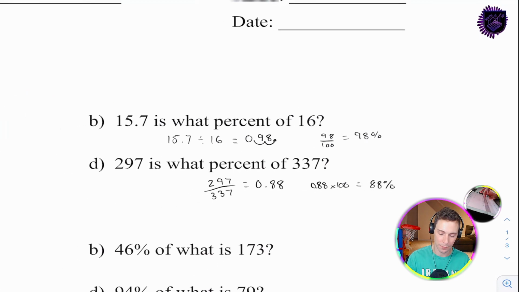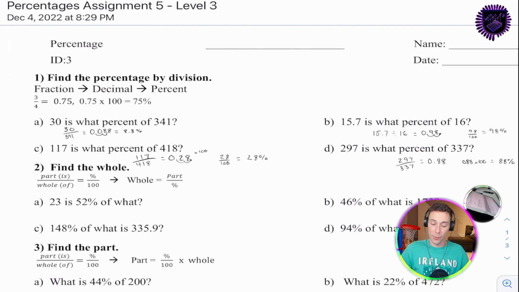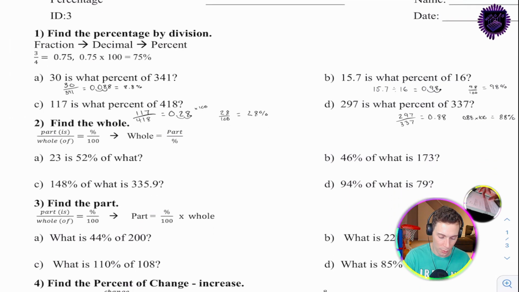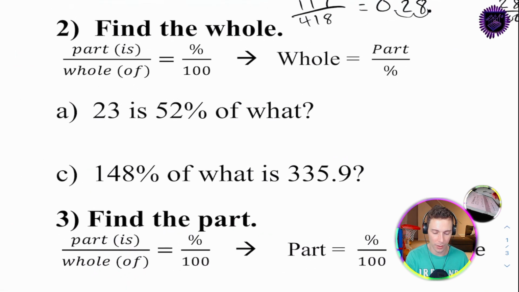All right. Those are the first three questions. First four questions, sorry, I can't count. 2A. So now we're finding the whole. If you look up here, it's asking what is the whole? What's the whole?